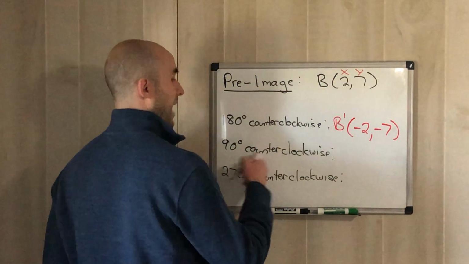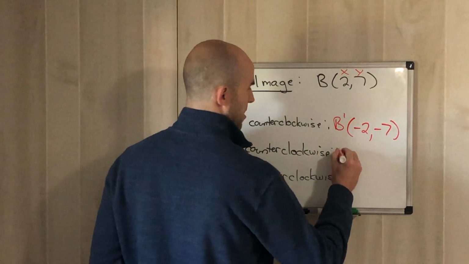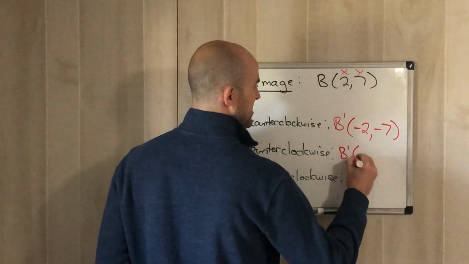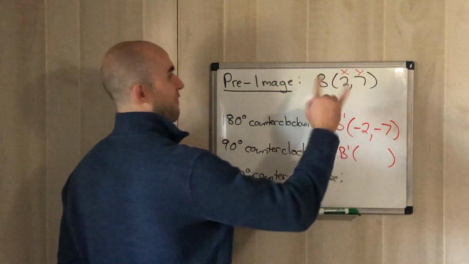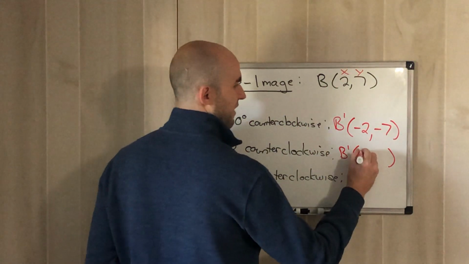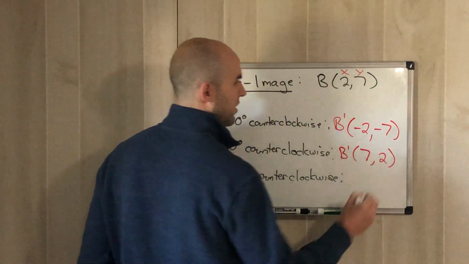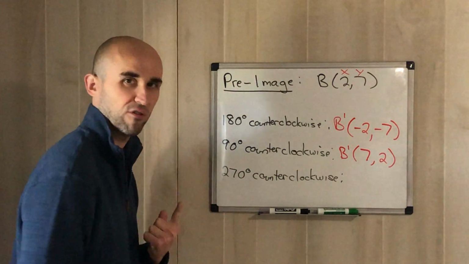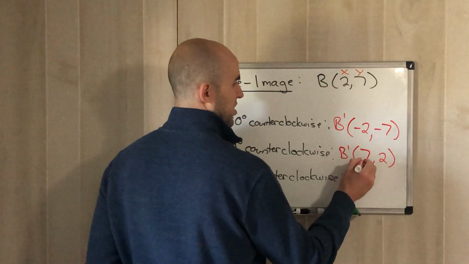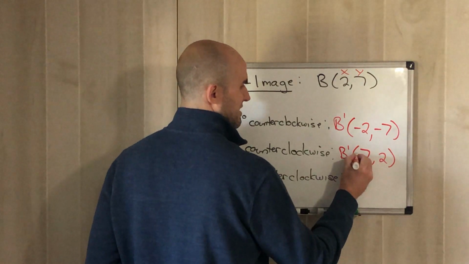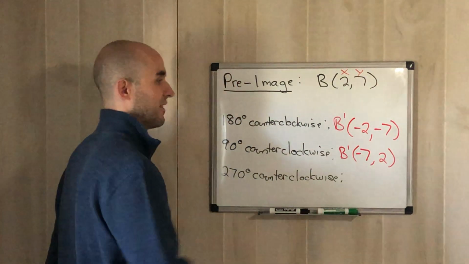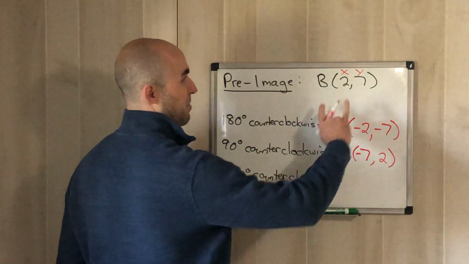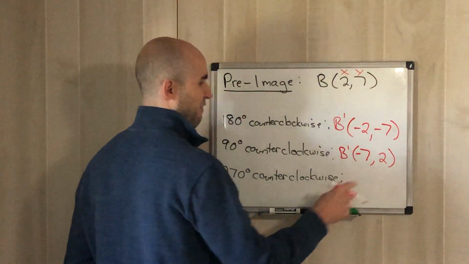If it's 90 degrees counter, remember, the first thing we have to do is flip them. So instead of being 2, 7, it's going to be 7, 2. And then when it's 90 degrees counter, you always have to change the first term. So the first term is 7. Since that's positive, we're going to make it negative. And that would be it. Again, just flipping the order and then changing the first term.